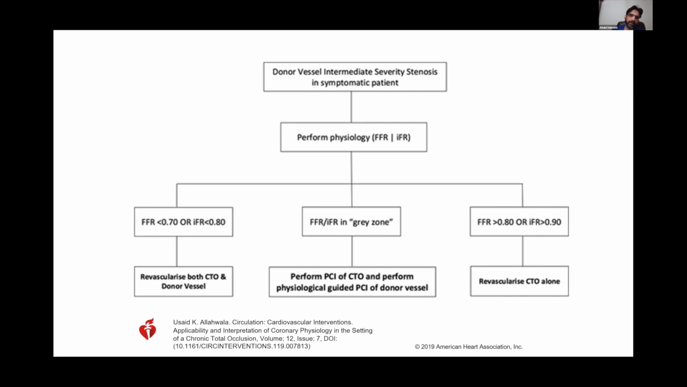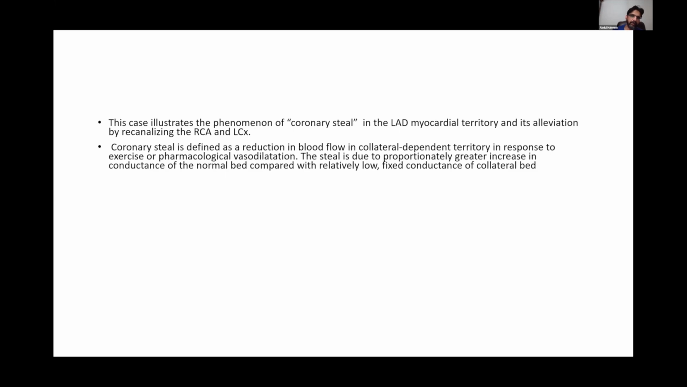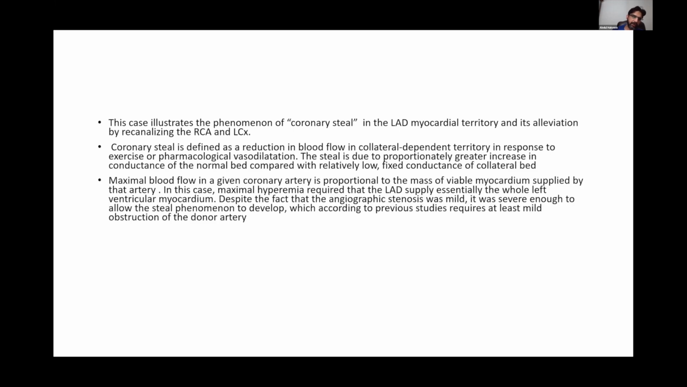But like the case I demonstrated, the FFR was truly in the gray zone. We opted not to image and stent the LAD because this was a 20-year-old stent and actually looked pretty darn good for a 20-year-old stent. And we didn't feel that that was contributing to the left ventricular dysfunction. So again, this case demonstrates coronary steal, and we talked about the physiology of that.